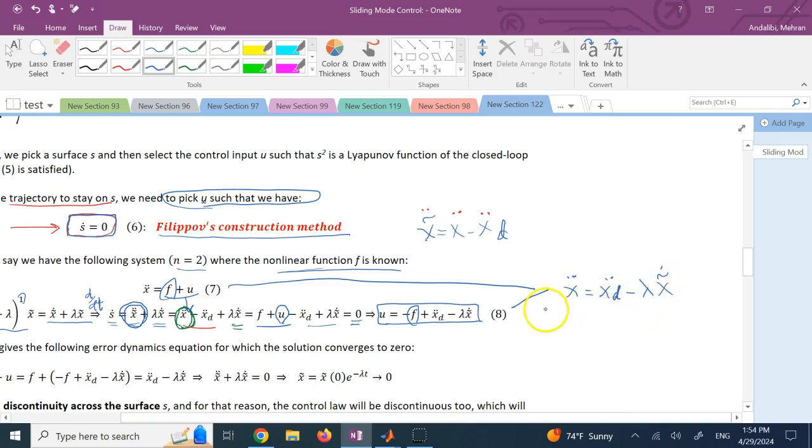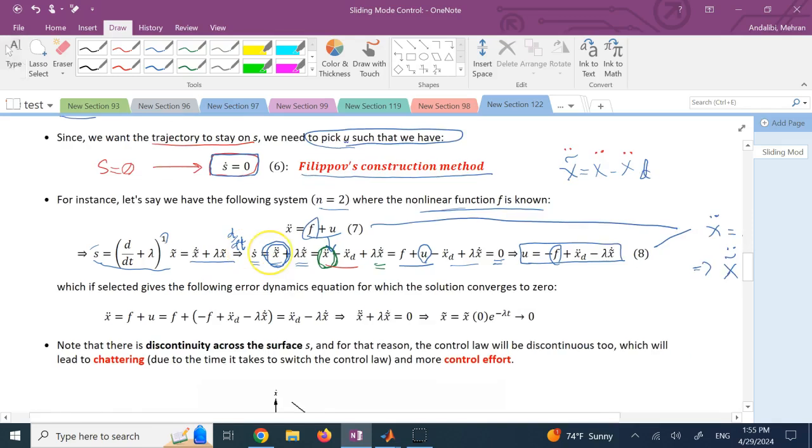And if you take everything to one side, then you get x tilde double dot plus lambda x tilde dot, which is the same as s dot, and that is equal to what? 0, which means s is going to stay constant, and if you are on the surface, that means you're going to stay on it forever. So you see, this is working perfectly fine if this f that I use in the control signal u is working. Solving it from s dot equals 0 will give me what I need.